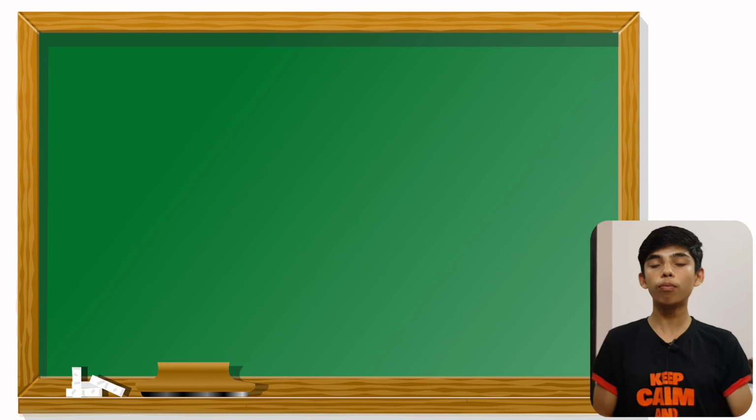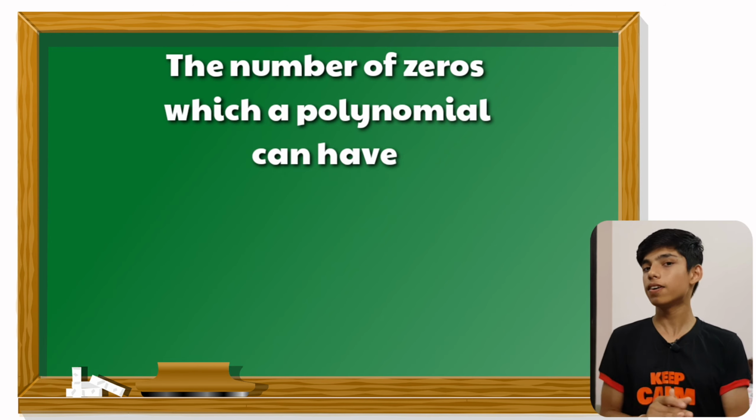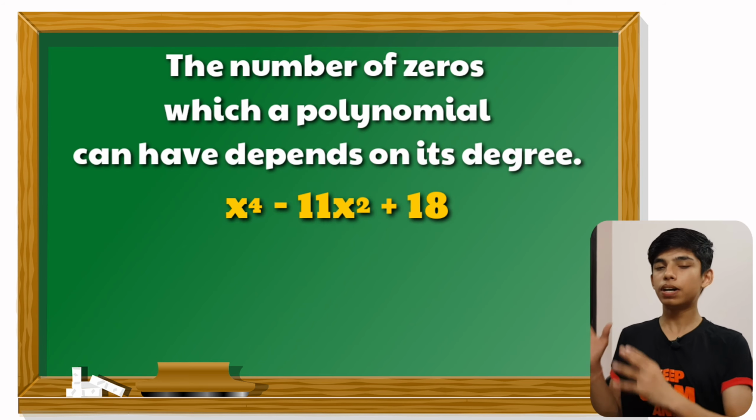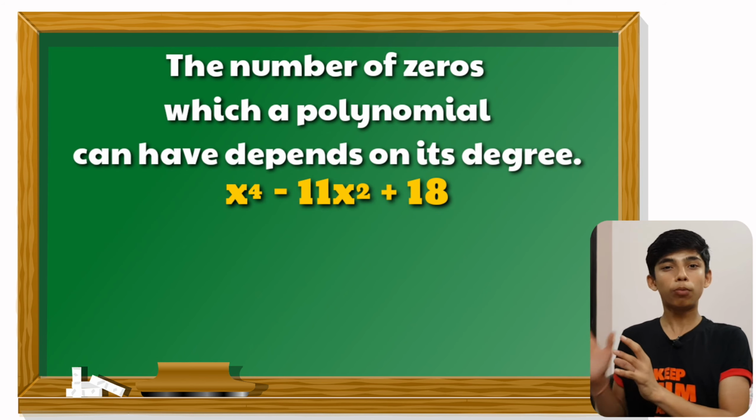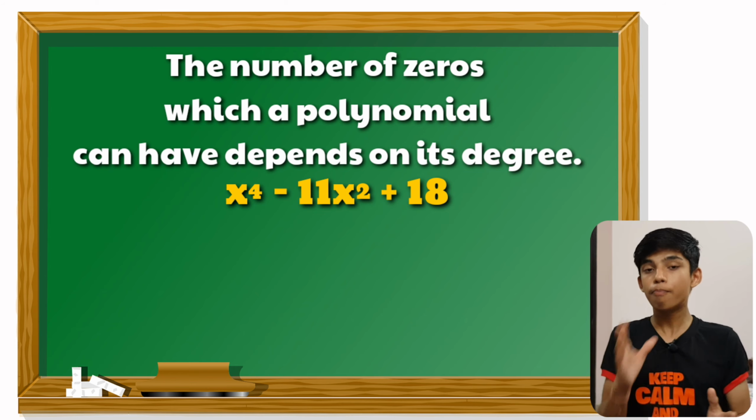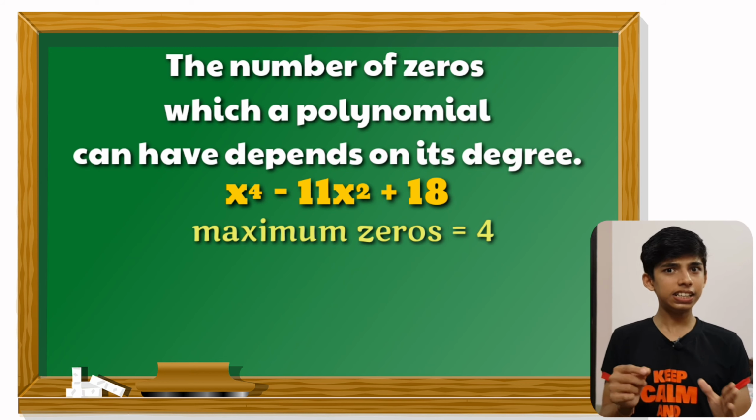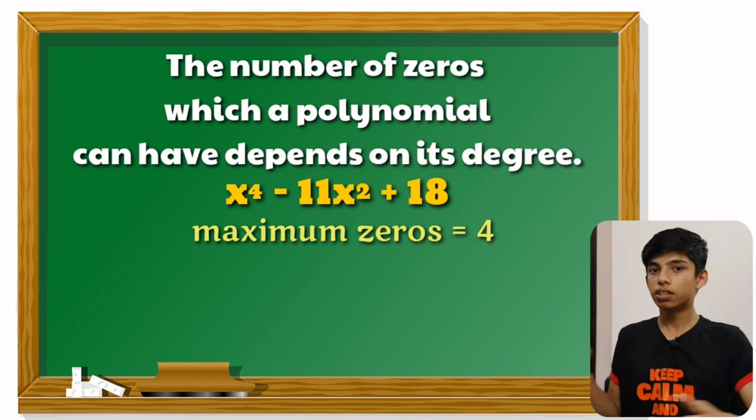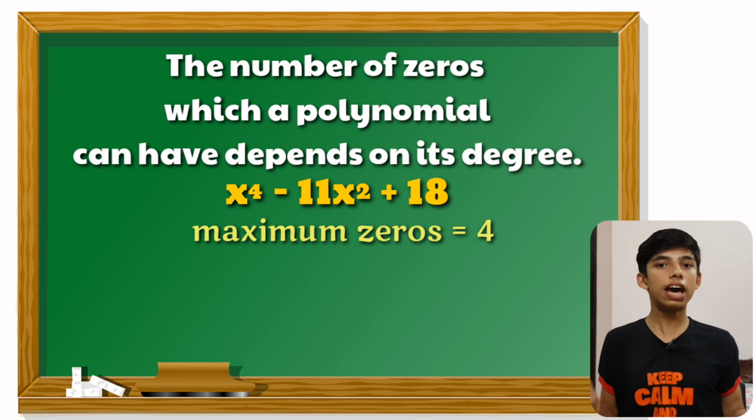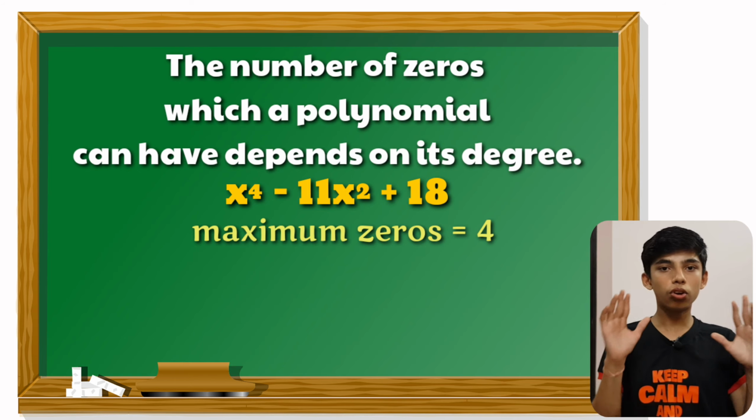By the way, if you don't know, the number of zeros which a polynomial can have depends on its degree. So for example, here you can see that this is a polynomial of degree 4. So it means that it could have a maximum of 4 zeros. It does not mean that it necessarily has 4 zeros, right? So the maximum number is going to be 4. By the way, it could have 3 zeros or 2 zeros, like that. So I hope that you got this.